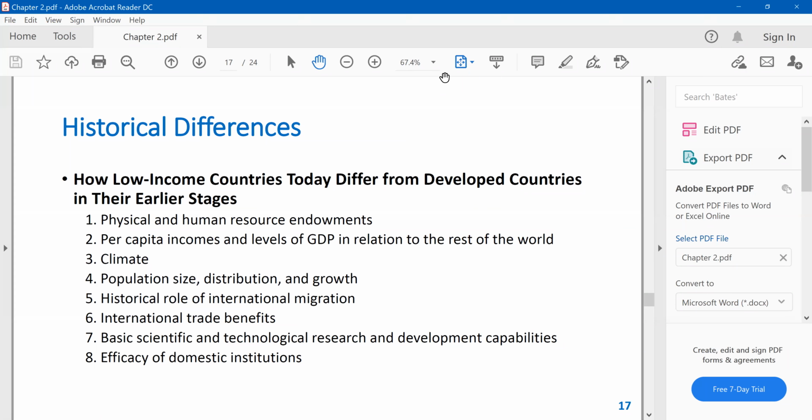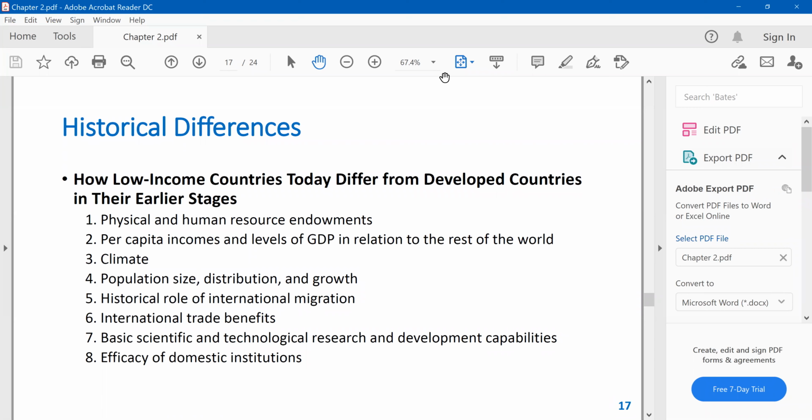A third issue is climate. During the times of the Industrial Revolution, for instance, the world was much cooler, right? The air was much cleaner, basically. So there are some differences in terms of climate.